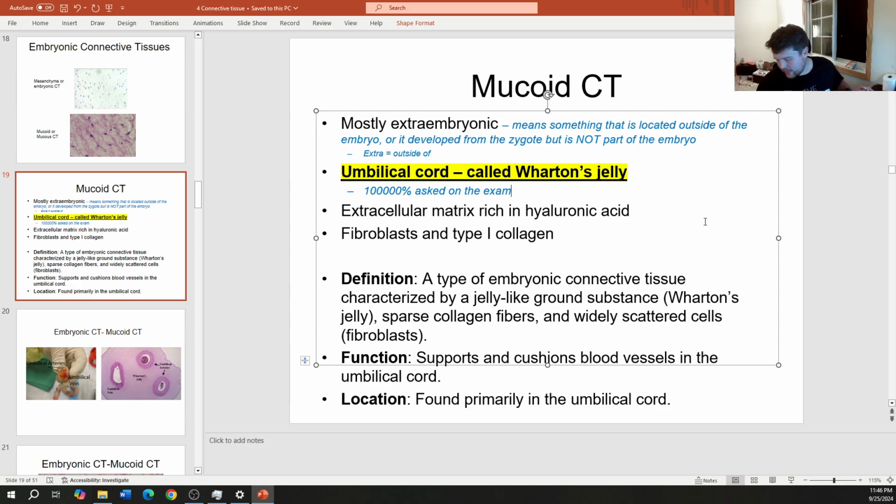1,000,000% that terminology is going to be on the exam. You're going to see Wharton's jelly on the exam. It's on every single exam when you start talking about this stuff. It always is.